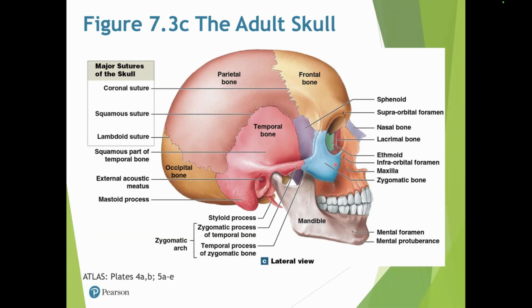You got your zygomatic bone that is going to form your cheekbone in addition to the extensions of your temporal bone. So they call that the zygomatic arch, where you have a zygomatic process of the temporal bone and a temporal process of the zygomatic bone. Okay, so together that makes a zygomatic arch. My favorite is that mastoid process. That's that hard, bony bump behind your ear.